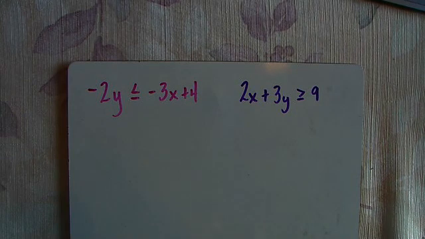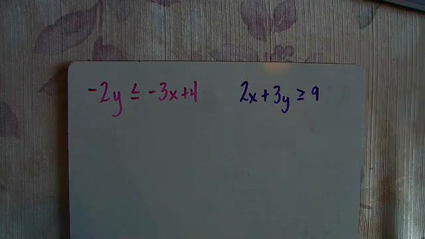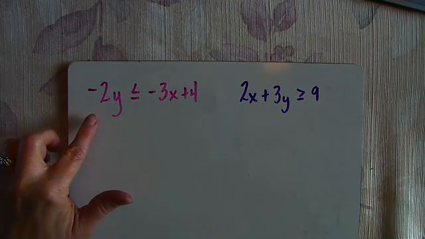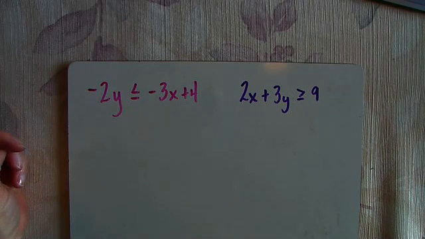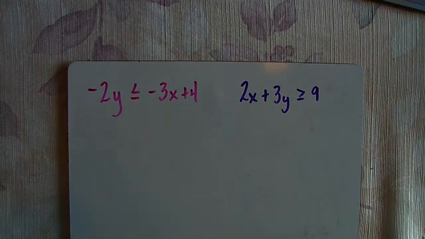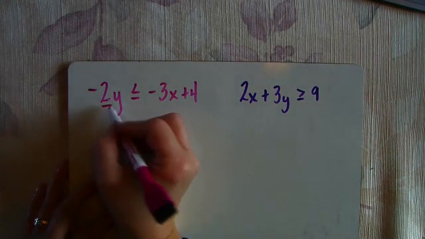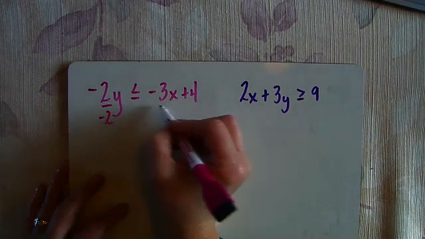All right. So a couple key things, and this is kind of why I picked this one to do a little review. This one is almost in slope-intercept form. It says negative 2y less than or equal to negative 3x plus 4. All right. So although we do have the y all alone on the left side here, we do have this negative 2 times y. So we do need to get rid of that negative 2. So what I need to do is divide everything by negative 2.